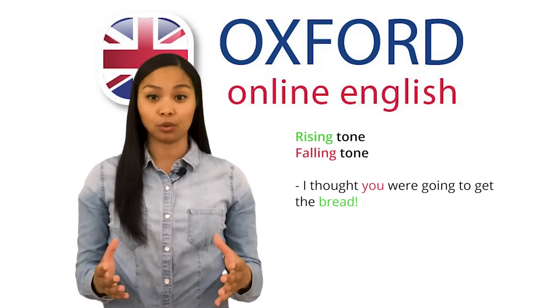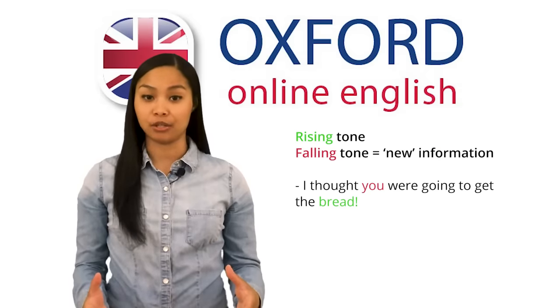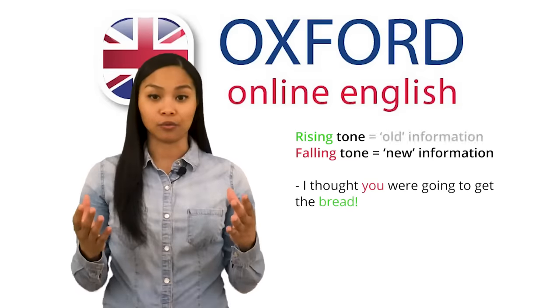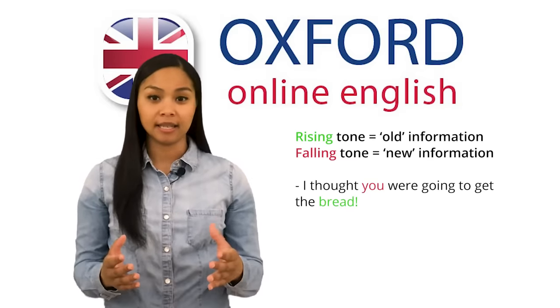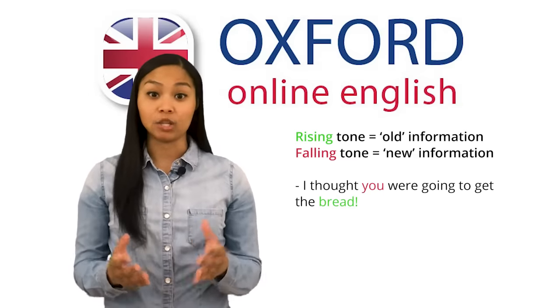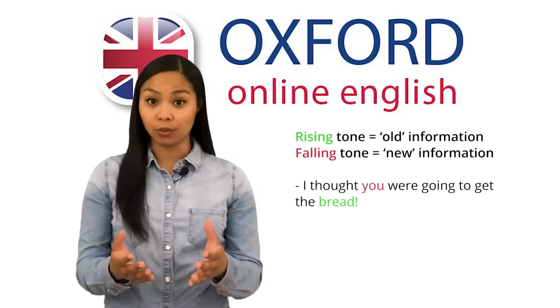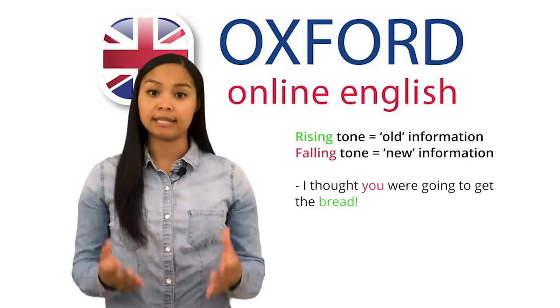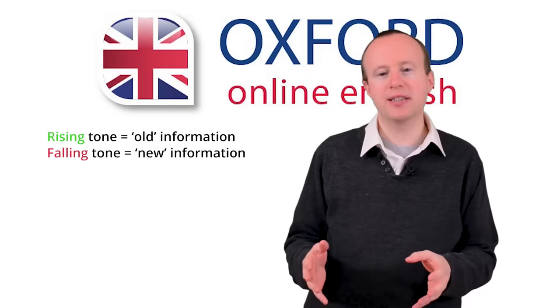This is our second rule about intonation. You use a falling tone to show that information is new, and you use a rising tone for old information. In this sentence, the bread has already been mentioned, so it's old information, and you pronounce it with a rising tone. However, the word you gets a falling tone because this is the new idea in the sentence. Let's look at the next example.